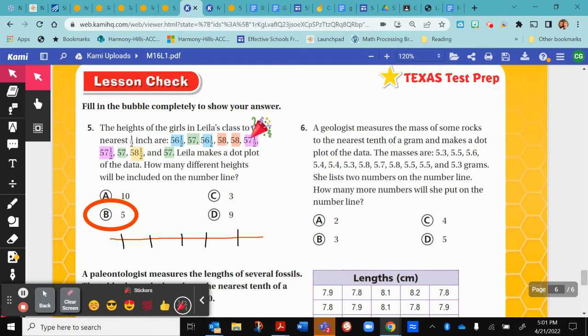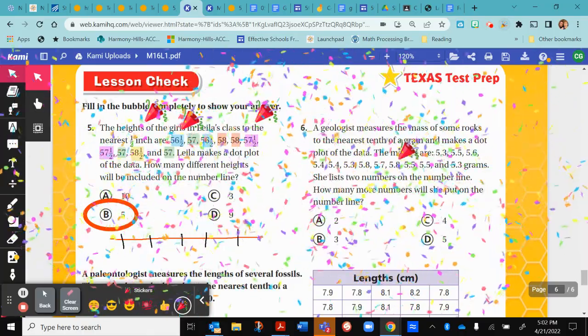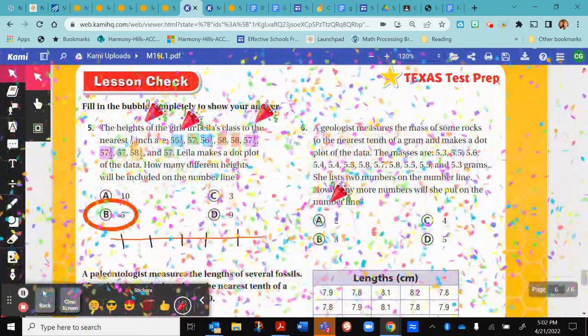Oh, we got to do our celebration. Yay! Woo! Okay, and can you see the sprinkles? Yay! All right, number 6.